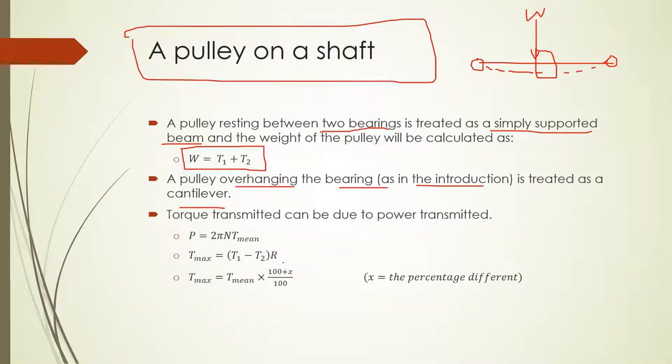If the weight of the beam is given, or if the weight of the beam can be calculated, not of the pulley, of the beam, then you will know that you have to use the one with a UDL and a point load.